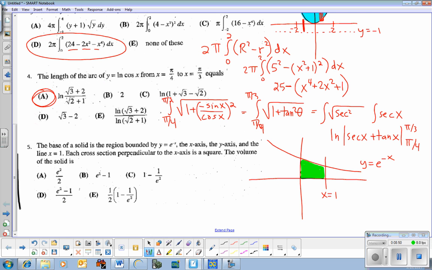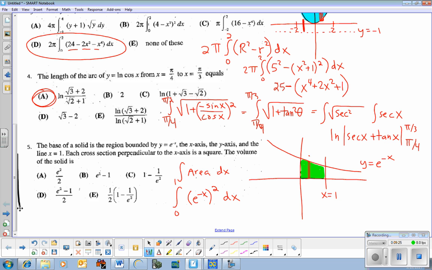All right, this is the base of a region. The cross sections perpendicular to the x-axis are squares, which is about the easiest geometric formula you can get. Remember, in this case, we integrate the area. Vertical rectangle over here means dx, which means we're going from 0 to 1. The area of a square is side length squared, and the side length is e to the negative x. Don't do pi. There's nothing circular about this. Don't assume pi is always a part of it.